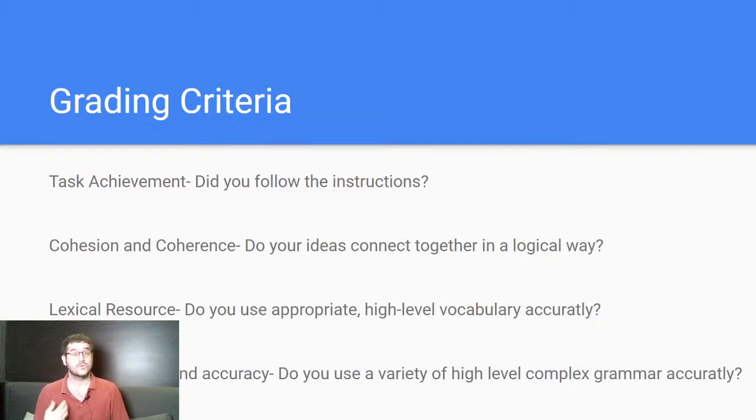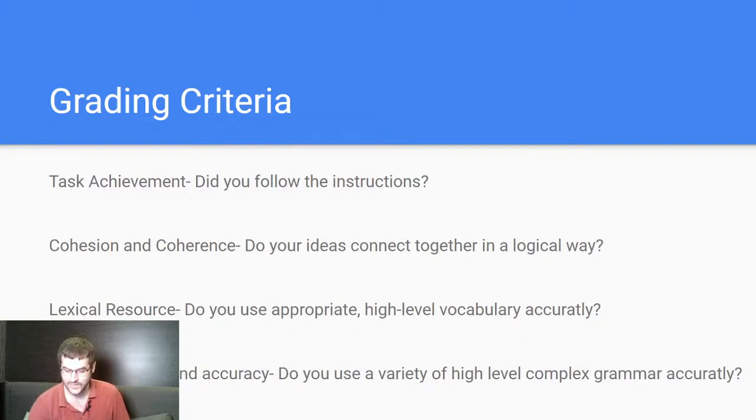Third, we have lexical resource. This is also called LR, lexical resource. This is your vocabulary. It's looking at both your range of vocabulary and your accuracy. So are you using high-level words? Are you using high-level words correctly and appropriately and accurately? Finally, we also have grammar, grammatical range and accuracy, very similar to vocabulary. Are you using a wide range of grammar structures? Are you using them correctly? Are you using them appropriately?